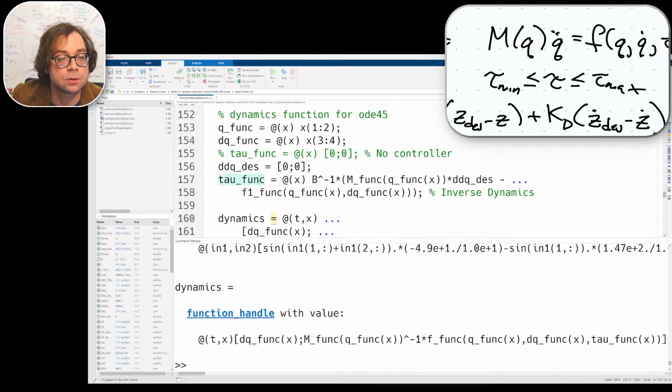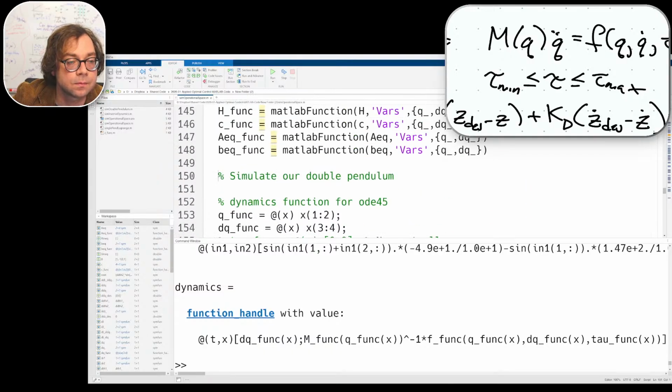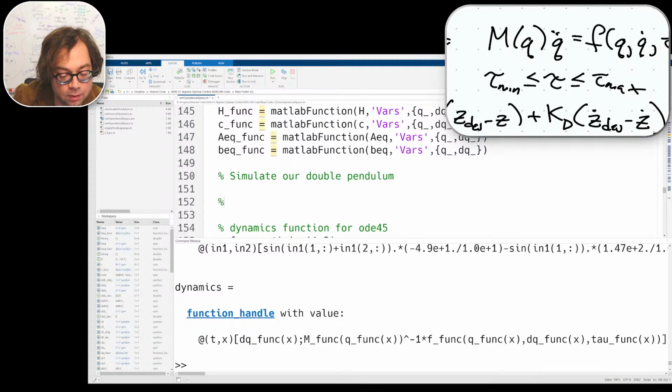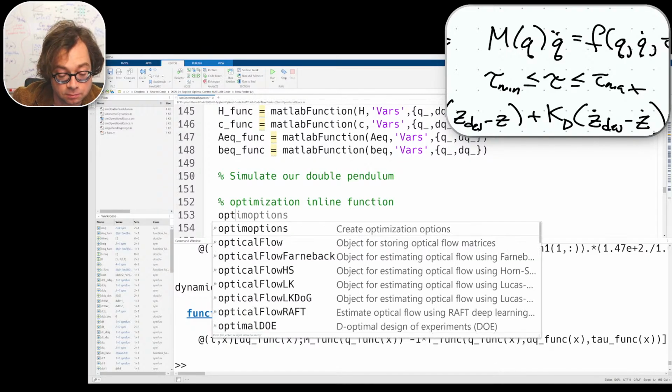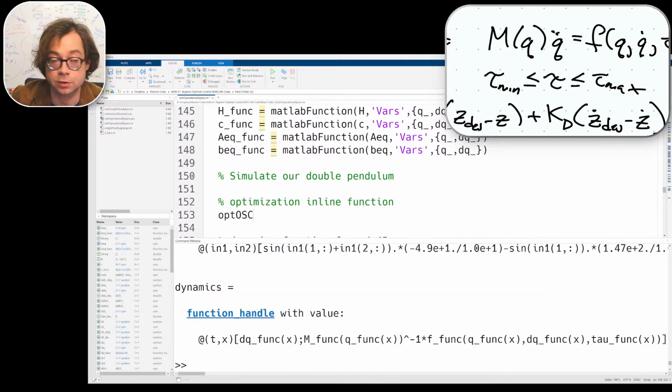So we're going to do a couple of things. We're going to create some new functions here. We're going to simulate our functions. We're going to have our optimization inline function. And what we're going to run, we're going to create a new function. We'll call it optOSC for operational space control.